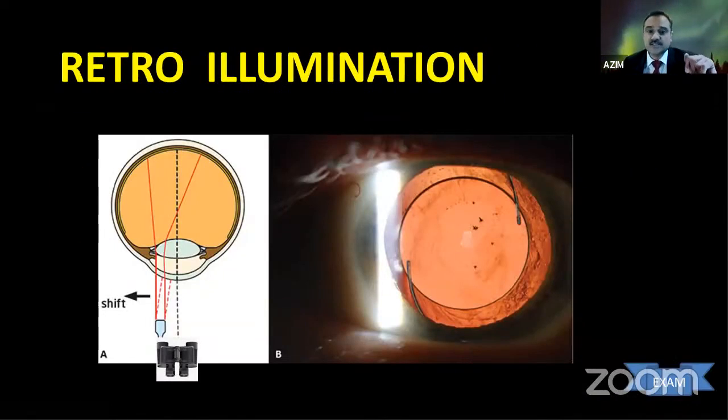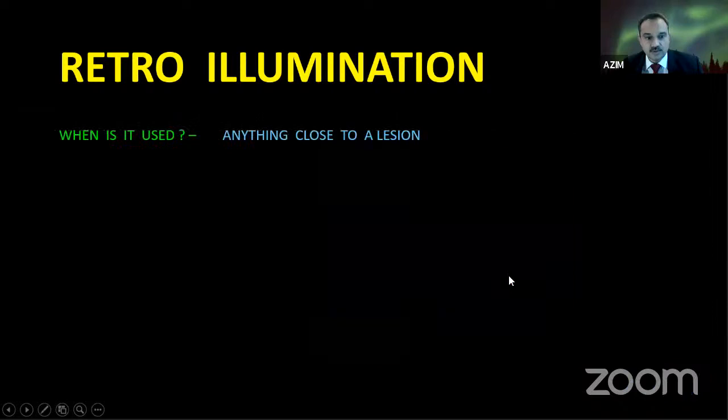Another useful one is called retro illumination. As the word goes, it's illumination from the back. So you shine a light here, it goes all the way to the retina and reflects back onto you. And that view gives you an idea. This is an intraocular lens, which you can see here, against the backdrop of the retinal red glow.